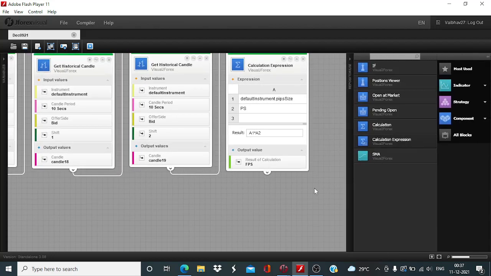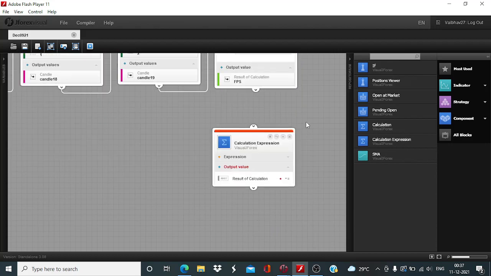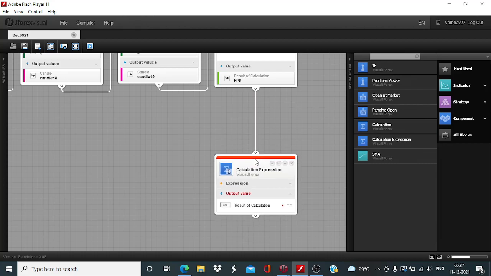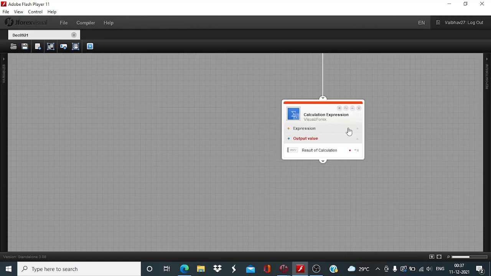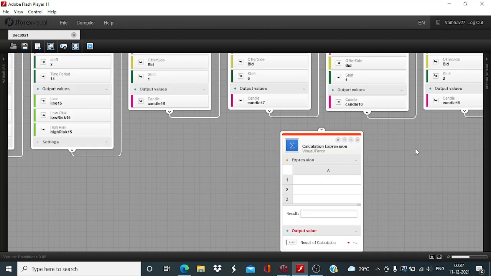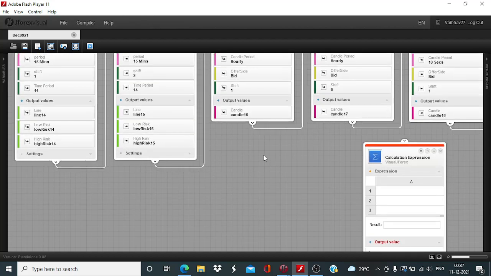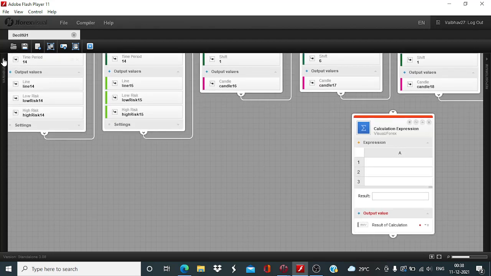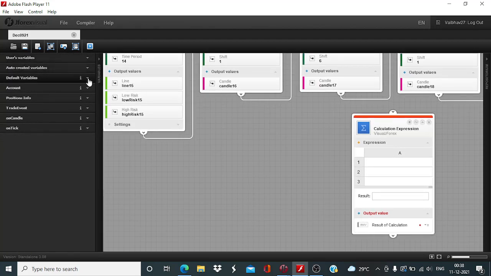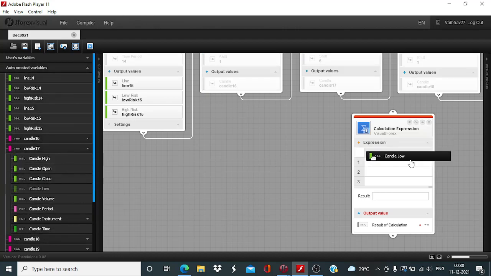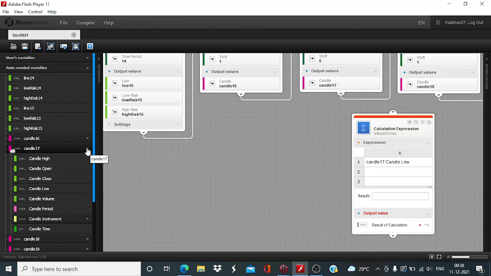So for that, I will get one more calculation expression block. We will connect it on the lower side. And here we will deduct the candle 16 candle low from candle 17 candle low. So I will have to take these two candles low. Okay, here comes candle 17 candle low, and I will deduct candle 16 candle low from it.